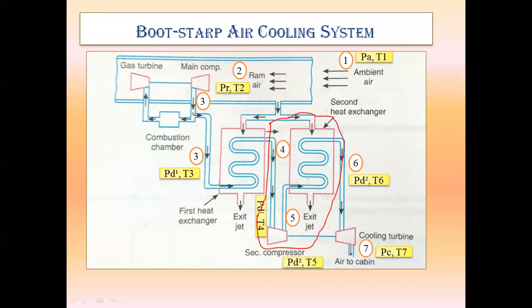That means if you remove this much part, whatever is the outlet of this first heat exchanger, if I give it directly to the cooling turbine, then that becomes the simple air cooling system. So what exactly are we doing in the bootstrap air cooling system? We are boosting the pressure. Boosting the pressure means instead of increasing the pressure in one stage, we are increasing the pressure in two stages, by using two compressors. By multi-pressure compression, we know that we are able to reduce the work supplied to the compressor.